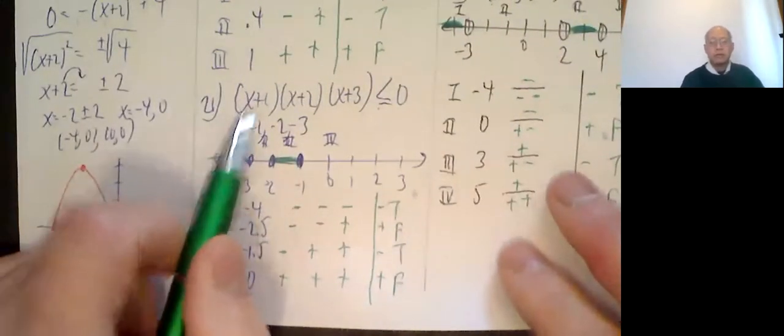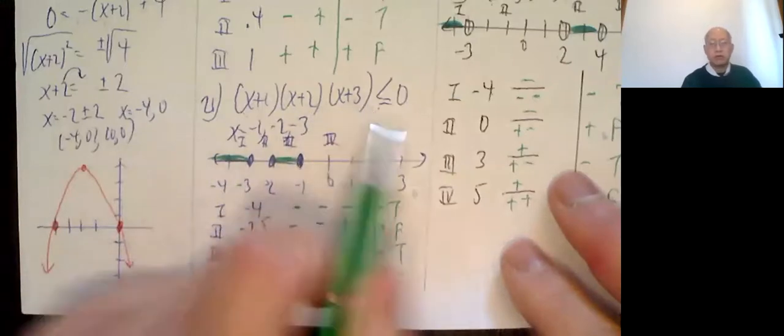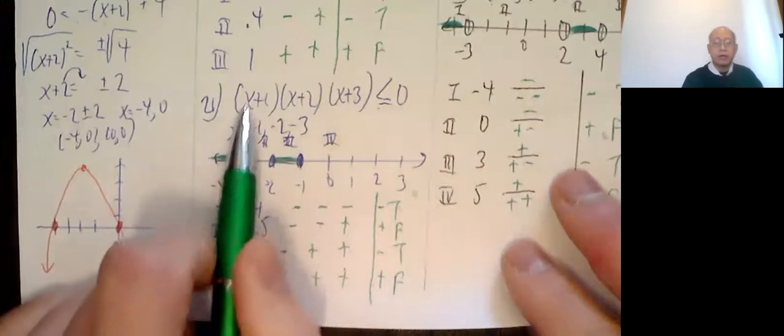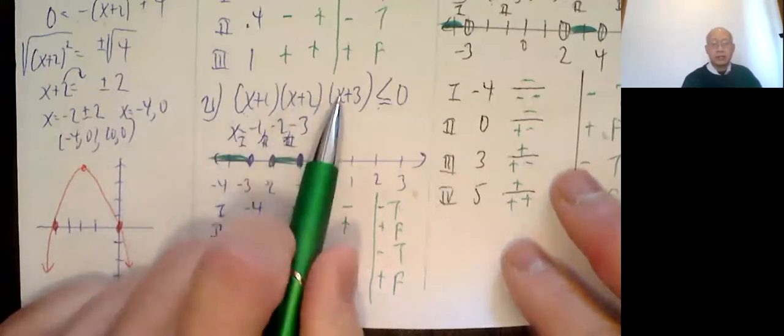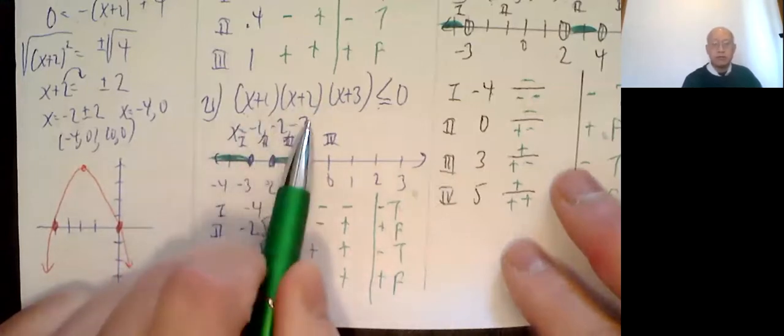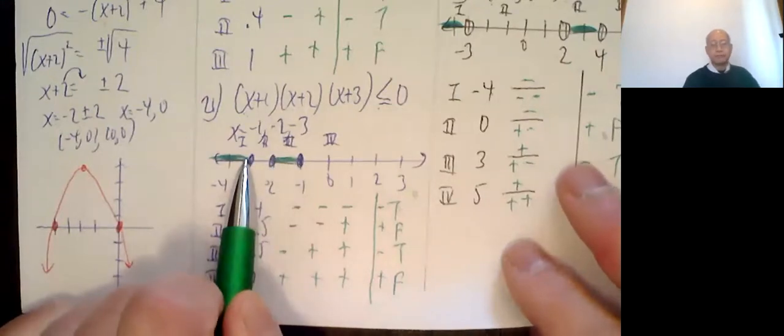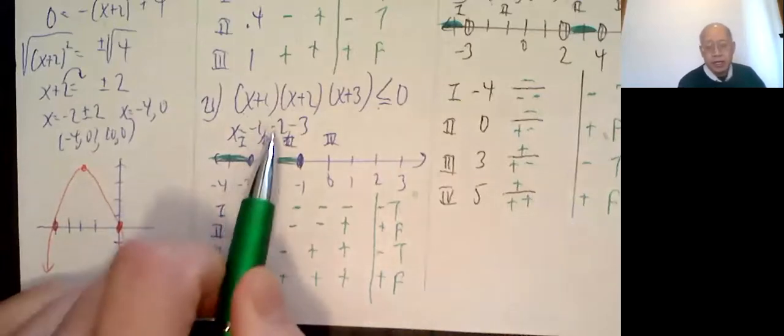21, (x + 1)(x + 2)(x + 3) is less than or equal to 0. Now there's a line underneath it, so they're going to be closed circles at whatever makes each factor 0. That's -1, -2, -3. So closed circles at -1, -2, and -3.